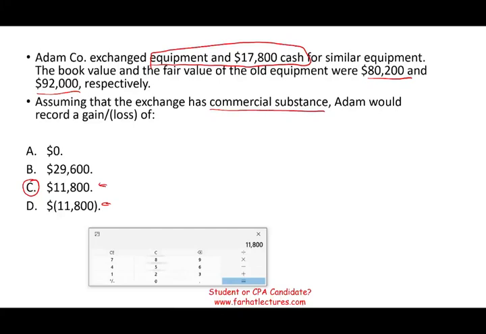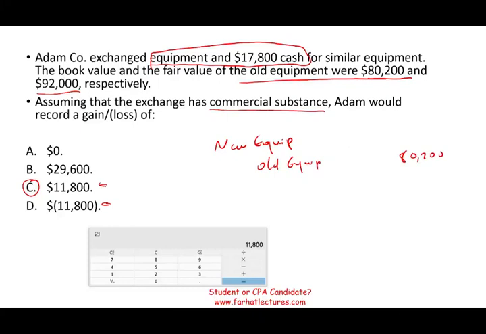Simply put, what is the value of the new equipment? How much do you debit the new equipment? Okay, let's first get rid of the old equipment. We credit old equipment 80,200. We credit cash 17,800. We have a gain of 11,800, and we know we're going to record the gain because, as we said, it has commercial substance.